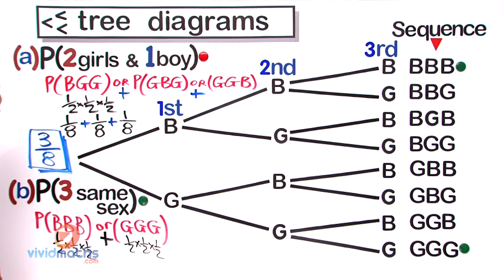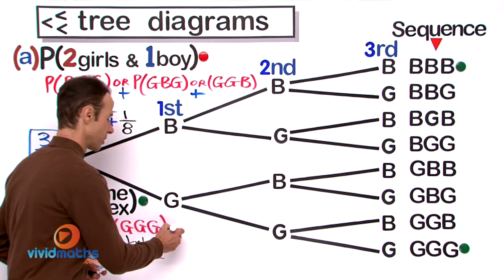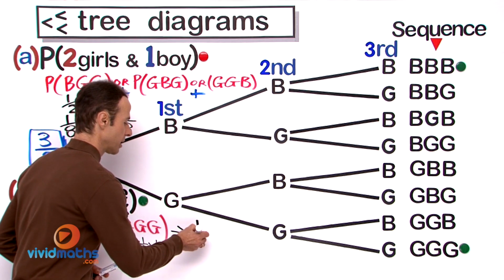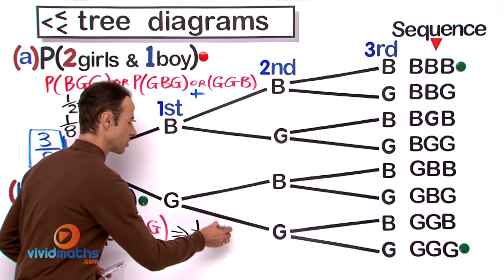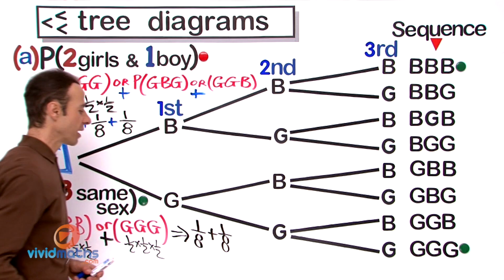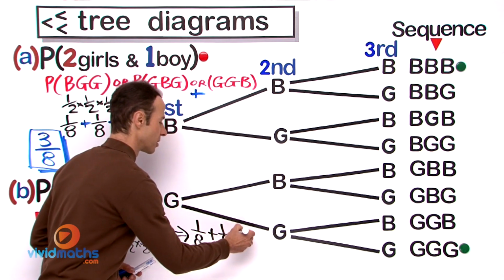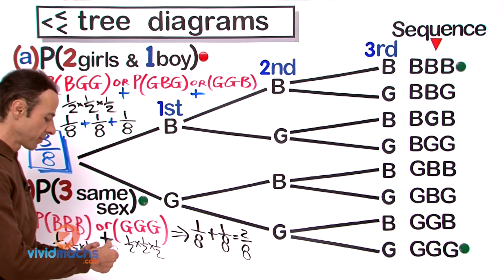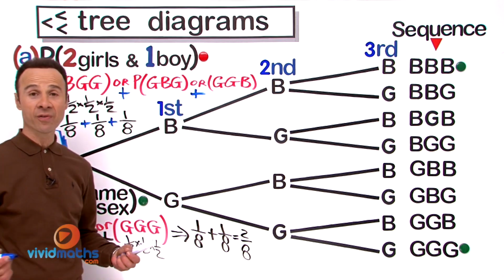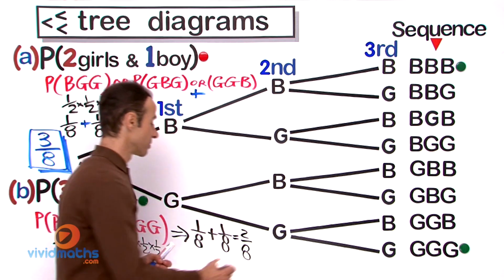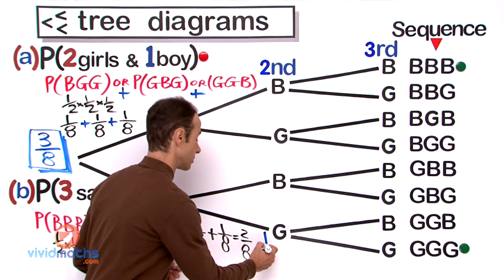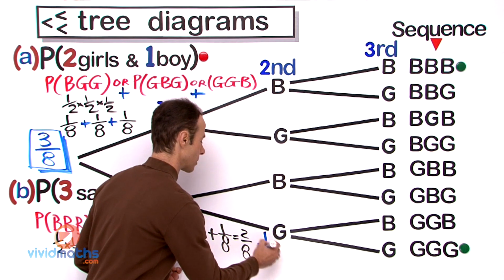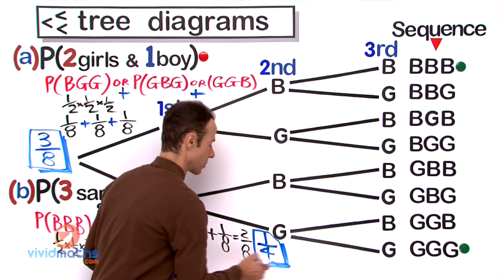Just like before, and that's going to give us an eighth for each one, so it'll be 1/8 and 1/8. Adding them together will give us 2/8, and we can simplify that for the final answer, simplifying 2/8, and the answer is 1/4.